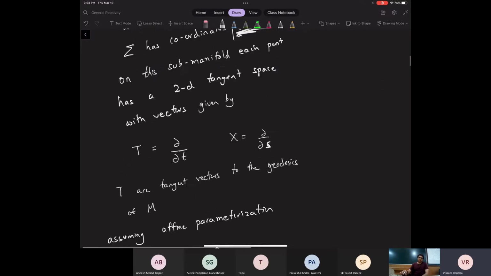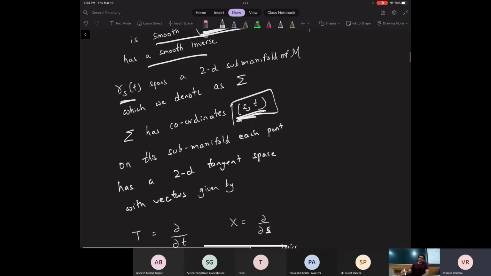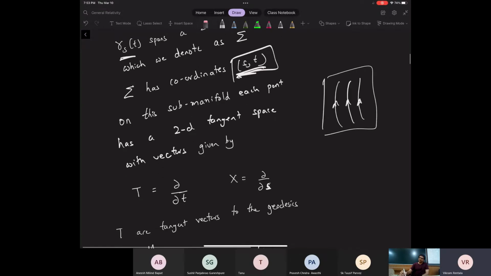Now that you have a submanifold which is two-dimensional, what you can do on this 2D submanifold is define tangent vectors. So you can think about T as partial t. That is the tangent vector at some point, at a particular s. I'm fixing which geodesic I'm on, and I fix what t I evaluate this derivative at.